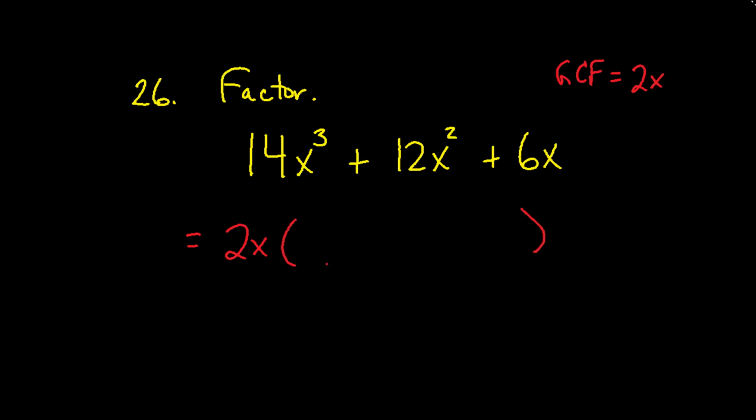It'll be three terms. So 2x times what will give us 14x cubed? 2 times 7 is 14, and x times x squared is x cubed. For the next term, 2 times what will be 12? That's 6, and x times another x would give us x squared. For the last term, 2 times 3 would give us 6, and we already have the x. So this is considered the fully factored answer.